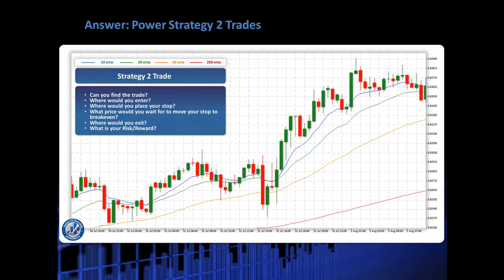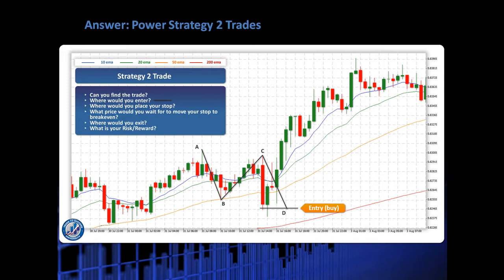Now we're obviously looking for an ABCD down move. Did you find it? There it is right there. It's an ABCD there. So where would you enter? Well, we will be entering on the D point.